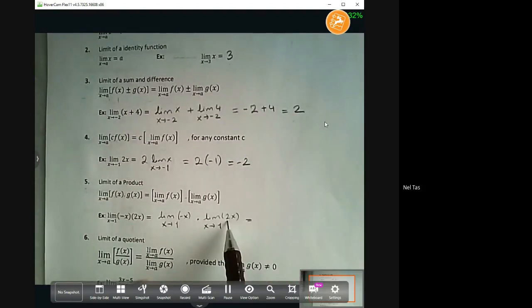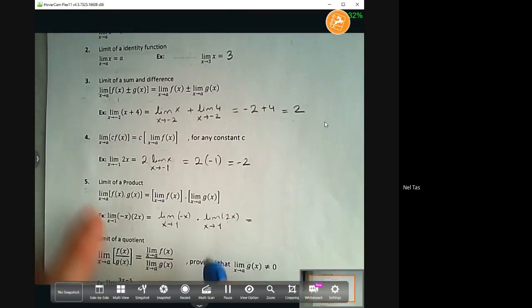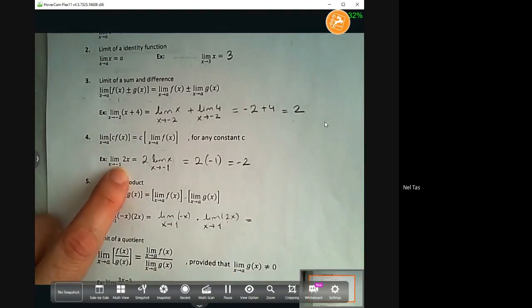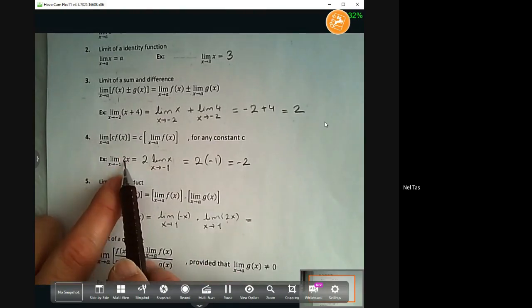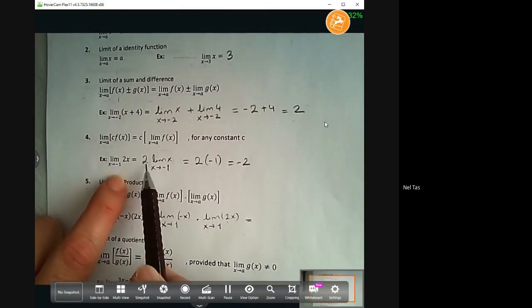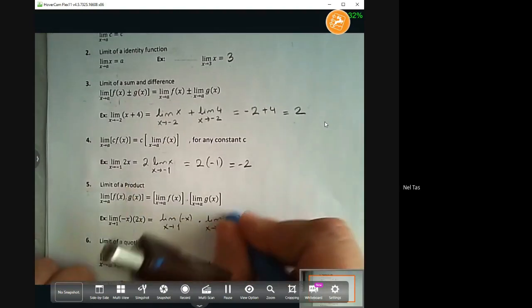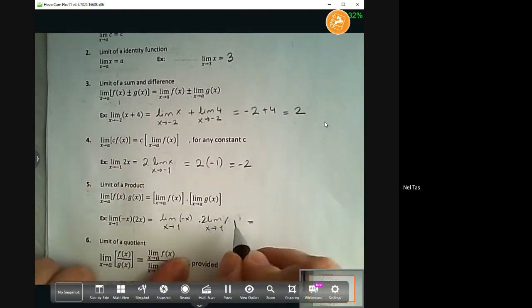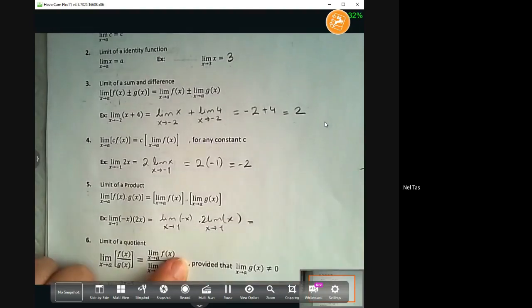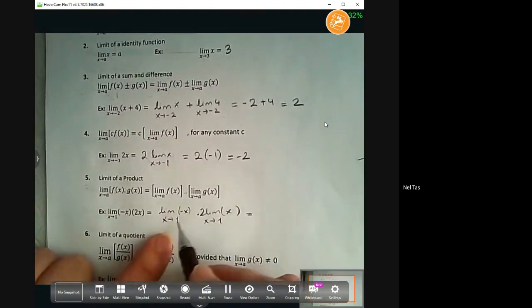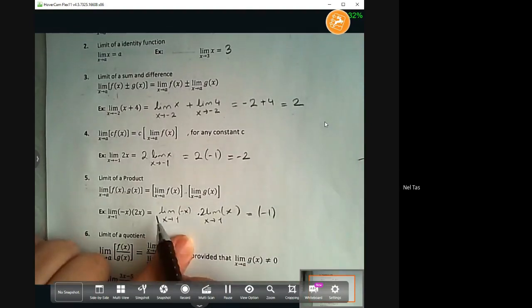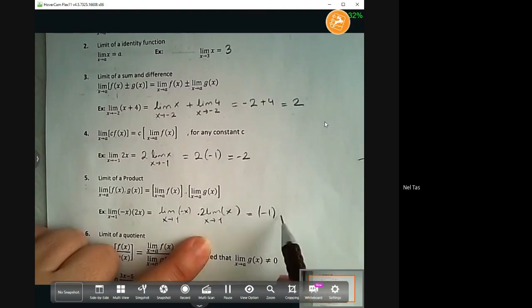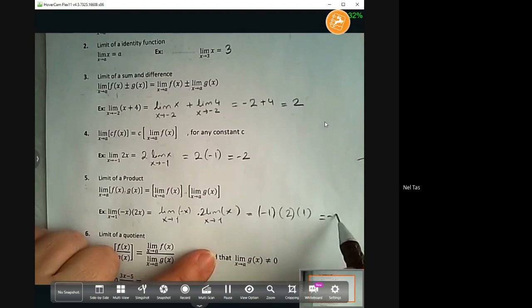So you can actually go further, and we already looked at this number 4, right? 2x. If there is a constant, you can move it to the front. You can even write this as 2 times limit of x. But then that gives you sub in -1. You could even take the -1 outside. And 2 times you sub 1. So you get -2.